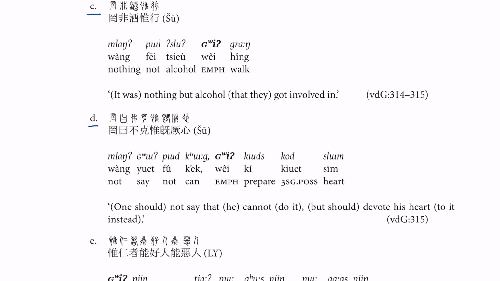And in the sentence in D, mlang gu bud ku gui kuz kot slum: not say, not can, emphatic, prepare a possessive pronoun, heart. So in English, it's like one should not say that he cannot do it, but should devote his heart to it instead. Again, we see a contrast between something that is negative and something that is positive. And what is being emphasized here is the positive part of the contrast. Okay, prepare one's heart. And again, the emphatic gui is used immediately to the left of the verb.